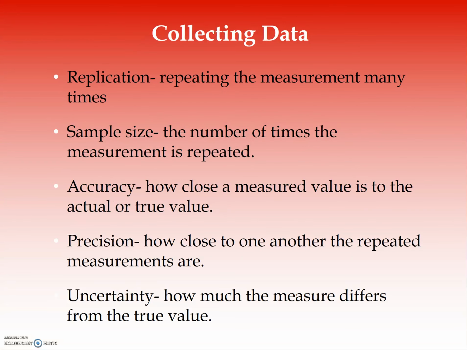Collecting data, so replication, repeating the measurement many times. Sample size, so how many times was that measurement repeated? What was the size of your data? Did you compare 2 specific plants, or did you compare 20 of each of the plants? Accuracy and precision, that's all from chemistry: accuracy is how close a measured value is to the actual or true value, and precision is how close they are to one another. And then uncertainty is how much the measured value differs from the true value.